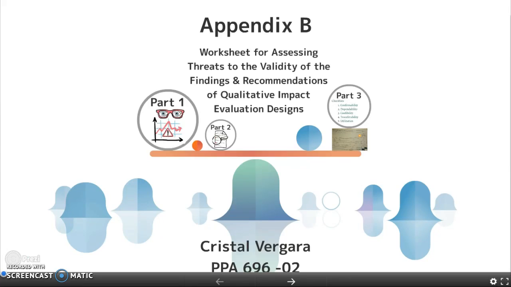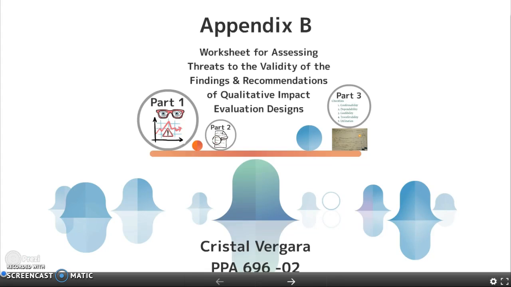Now, unlike the chapter presentations, this is going to be a little bit different. We're just basically going to be looking at a worksheet, and I'm going to give you some of the main topics that I saw in this worksheet. This worksheet is for assessing threats to the validity of findings and recommendations for qualitative impact evaluation design. Whoa, that is a mouthful. Let me just break down what this worksheet actually is saying.